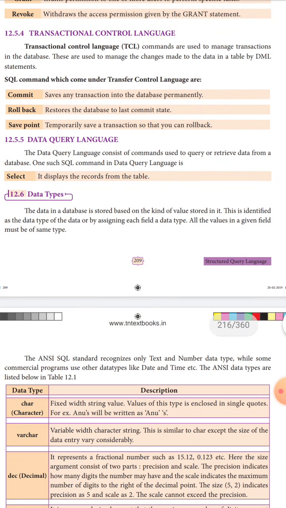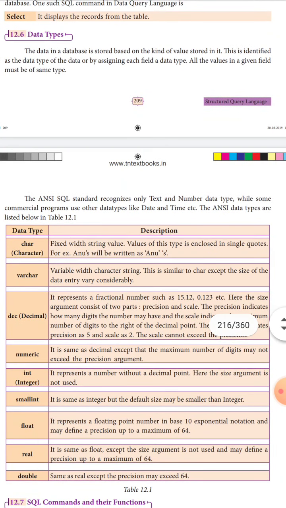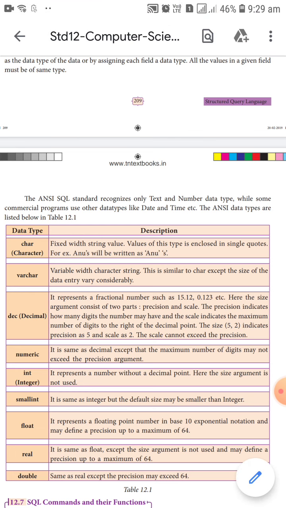The data in the database is stored based on the kind of value stored in it. Data types identify the type of the data by assigning one to each field. All the values in a given field must be of the same type of data. The ANSI SQL standard recognizes only the text and number data types, while some commercial programs use other types like date and time. Some of the data types and their descriptions are given in the table.